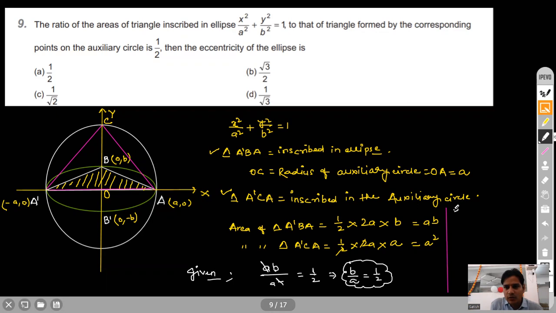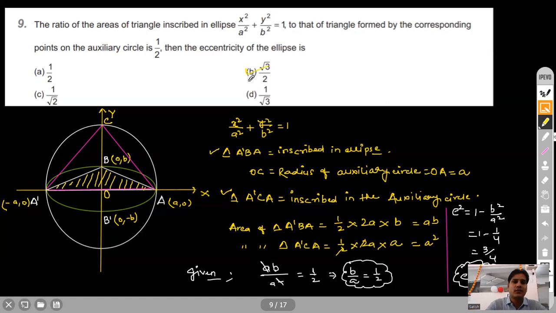So we very well know that the eccentricity squared is equal to 1 minus b square upon a square. That will be 1 minus b by a whole square. b by a whole square will be equal to 1 by 4. That will be equal to 1 minus 1 by 4, which is 3 by 4. Hence, our eccentricity we get as root 3 upon 2. So the eccentricity for this ellipse will be equal to root 3 upon 2.